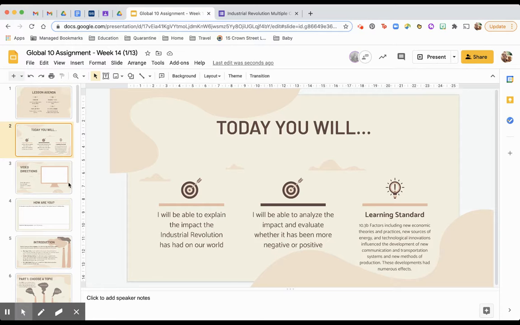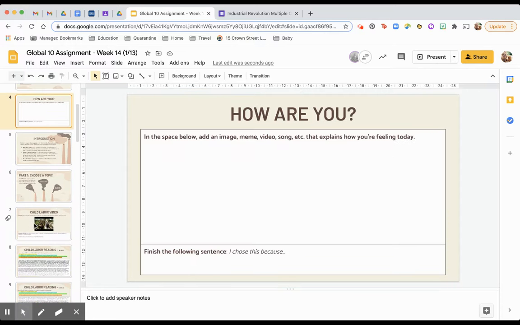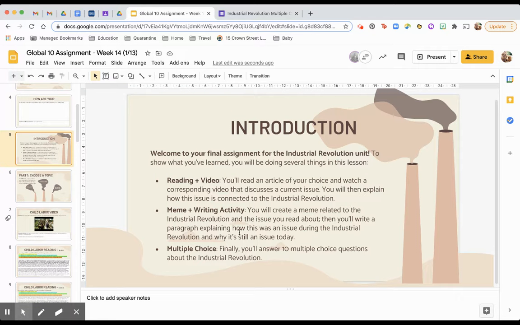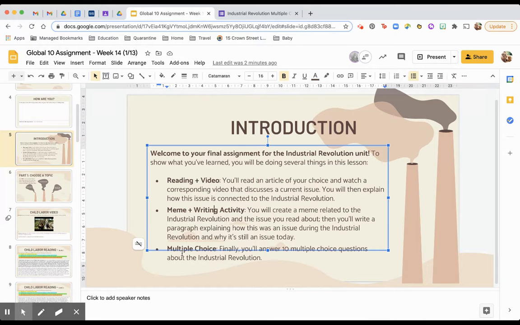So, you are going to first start with just a quick check-in, as we usually do. There's a little bit of instructions about what you're going to be doing today. First, you're going to be watching a video and doing a reading about a topic of your choice. Then, you're going to be making a meme. You're going to be writing a paragraph, and then there's seven multiple choice questions, not 10. I'm going to change that right now. Seven. Short, nice and easy. So, it's a lot of slides, but it's not that much work, I promise.